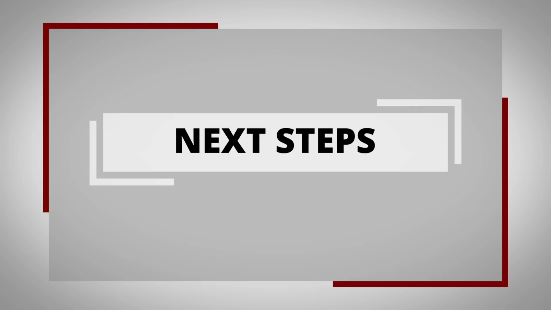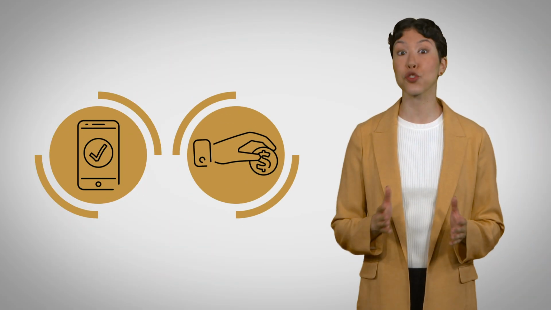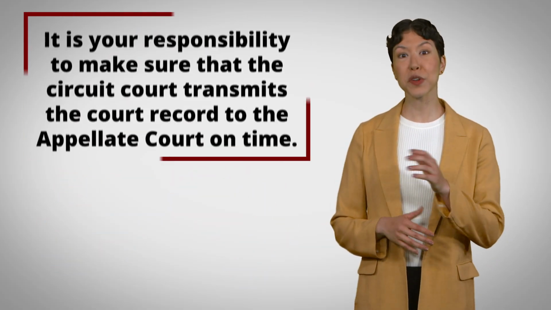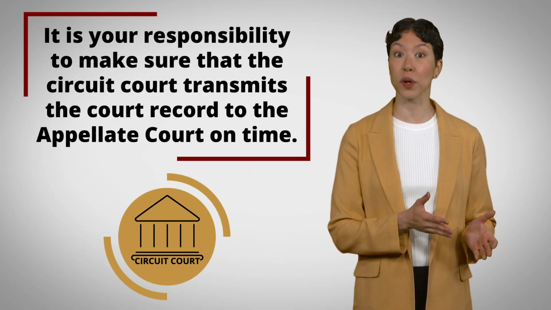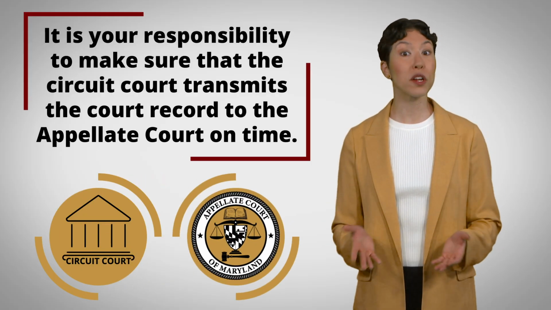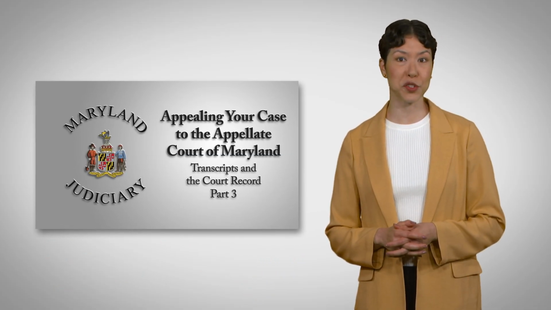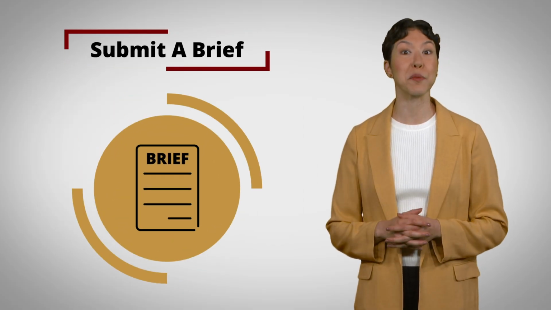Now let's talk about the next steps. You will also need to order and pay for a transcript of the trial. It is your responsibility to make sure that the circuit court transmits the court record to the appellate court on time. For more on transcripts and the court record, watch Part 3 of this series, Ordering the Transcripts and the Court Record. Finally, you will be required to submit a brief. This is a document that details how you believe the trial court made an error in applying the law in your case and what you want the appellate court to do.